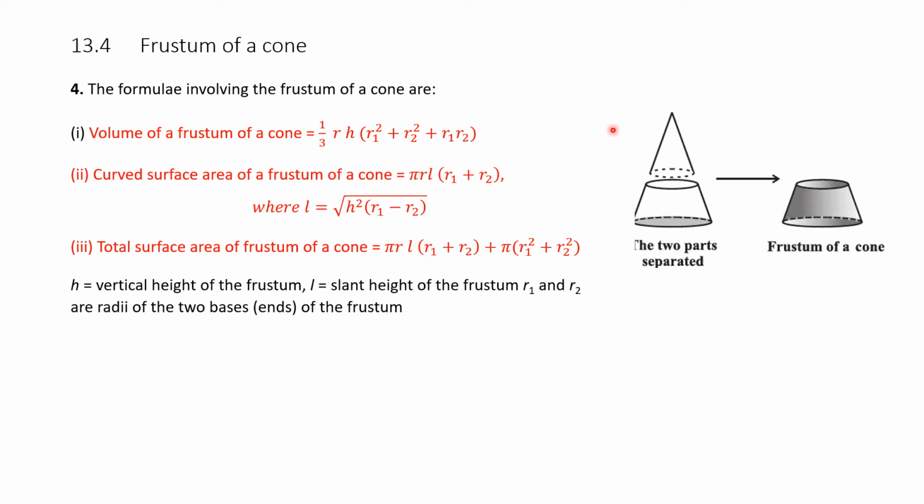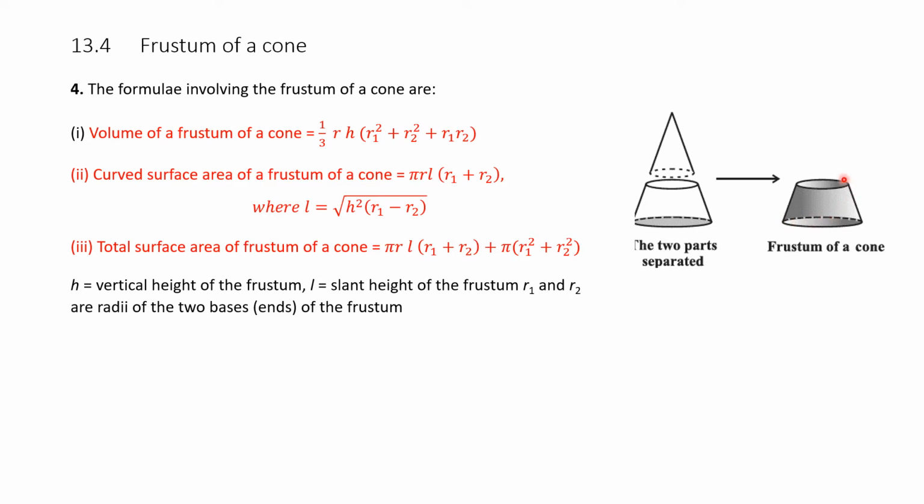The formula involving the frustum of a cone is: volume of a frustum of a cone is 1/3 pi h into (R1 square plus R2 square plus R1 R2). That is the volume of a frustum.